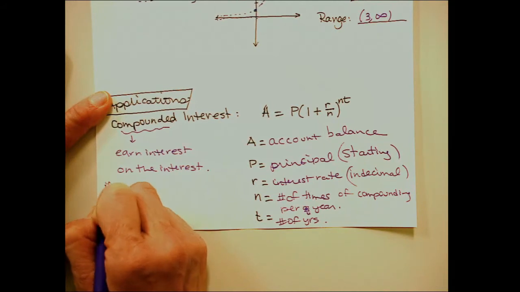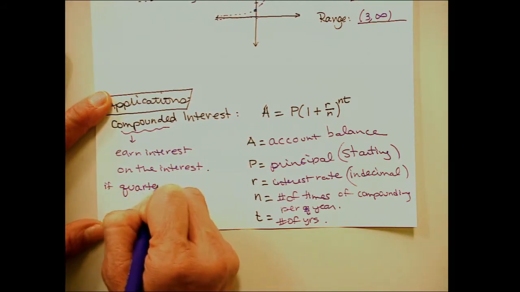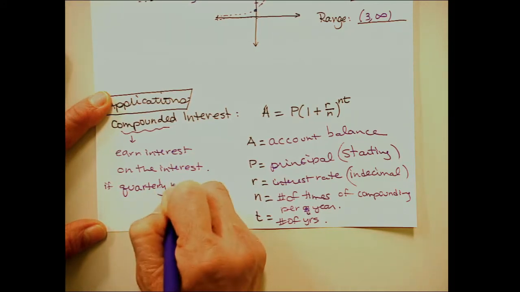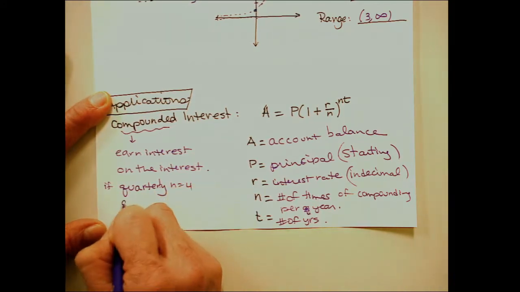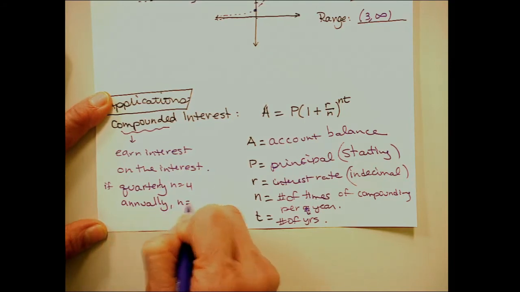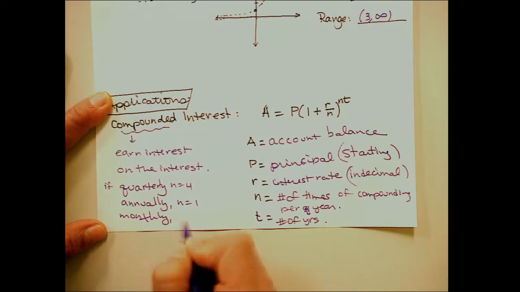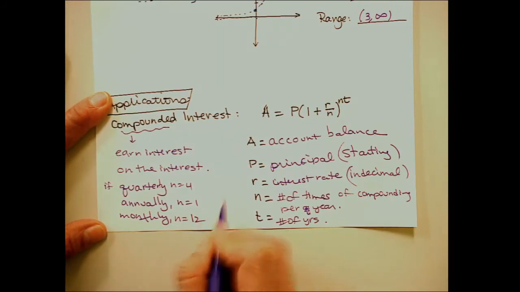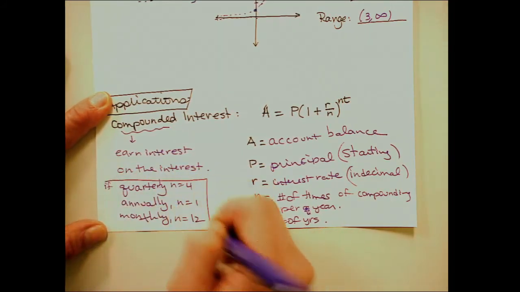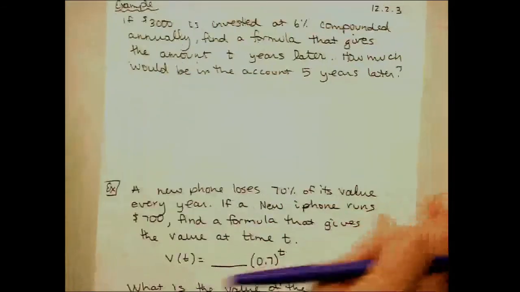So if it compounds quarterly, N is 4. Annually, N is 1. Monthly, N is 12, right? Those are some of the common ones you might see. Okay, so let's go ahead and give it a try here on page 3.